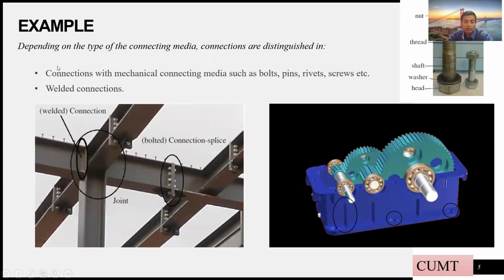Let's have a look at an example. This is an example of a steel structure, where as you can see they have used two types of connection. First is the welded connection, and then the connection with mechanical connecting media such as bolts, pins, rivets, and screws. This is the welded connection, and the mechanical one is called the bolt and nut and the screw.